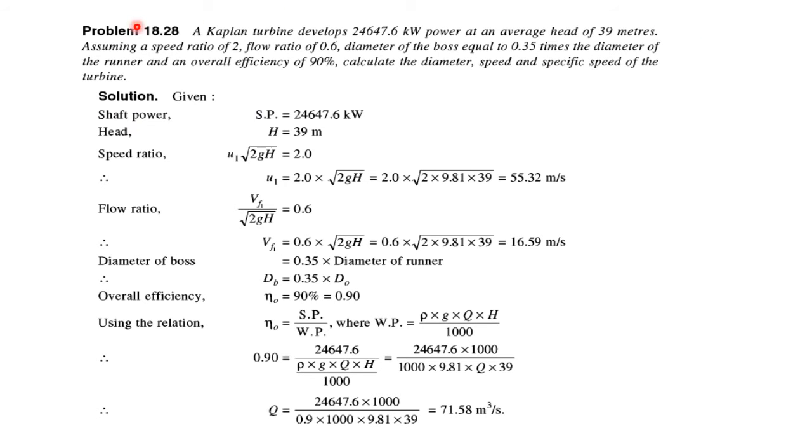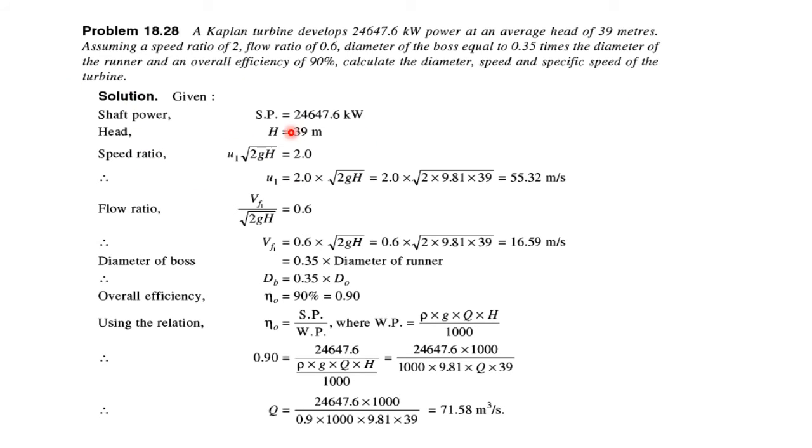Here is an illustration of a Kaplan turbine problem. A Kaplan turbine develops 24647.6 kilowatt power at an average head of 39 meters. Assuming a speed ratio of 2, flow ratio 0.6, diameter of the boss equal to 0.35 times the diameter of the runner, and an overall efficiency of 90%, calculate the diameter, speed, and specific speed of the turbine.